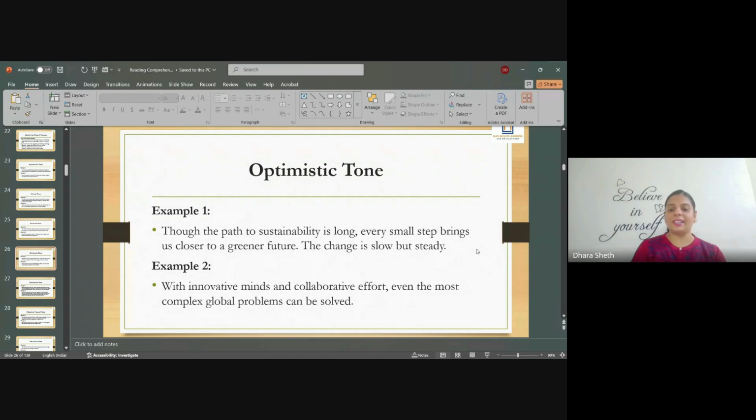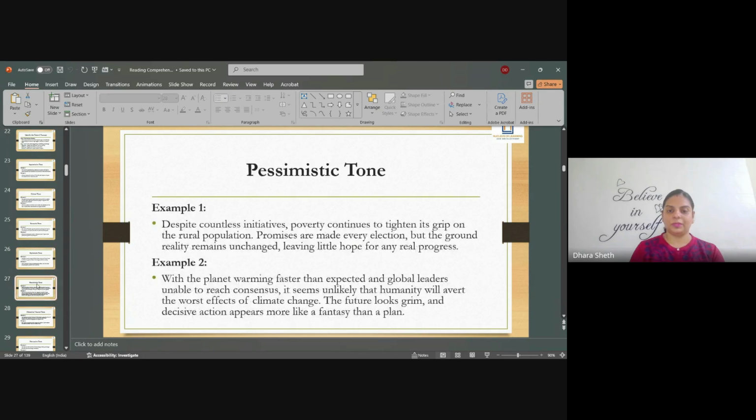With innovative minds and collaborative effort, even the most complex global problems can be solved. So here again, the author is optimistic that the problem, although big, can be solved with collaborative effort. There's a possibility. So that is optimism. Now, opposite of optimism is pessimism.